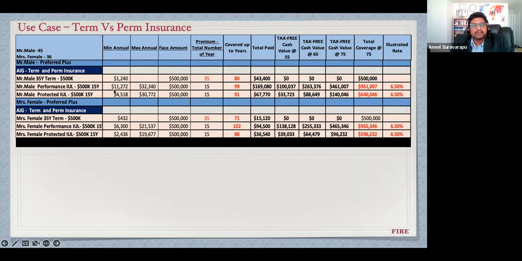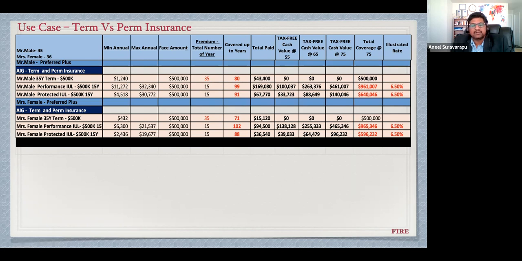Then there is a third policy that we wanted to show, that is better than the term, that we call a protected policy. Here we pay a little less premium. Since the name is protected, this is only for protection, which is better than the term. For the same 500K policy, the premium is close to 4,518, that is the min, and the max is 30,000. So he can pay up to 15 years.